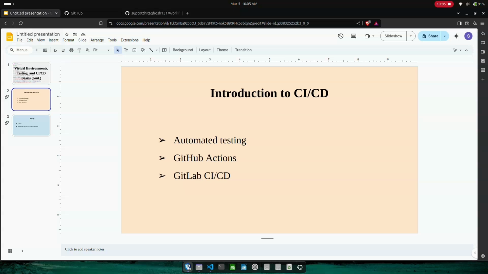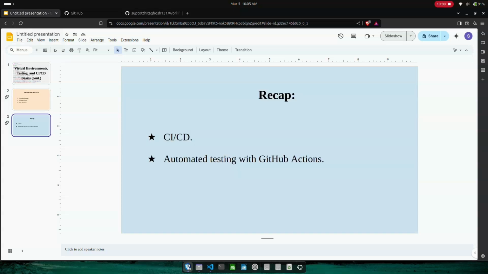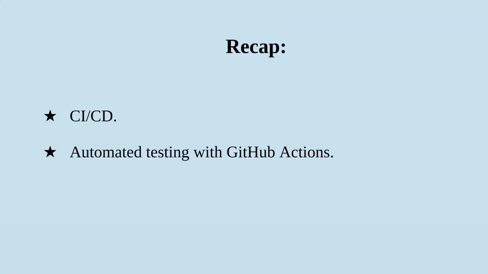Okay, so now we've come to the end of this video and it's time for a quick recap. We didn't really go through a lot of topics today, but whatever we went through was at a different level than what we did previously, I guess. So recap: we were first introduced to CI/CD, and then we learned about automated testing using GitHub Actions, how we can write a test in VS Code and publish it to GitHub to see it working. And like I said, even in GitLab, you can do the same thing with minor changes.